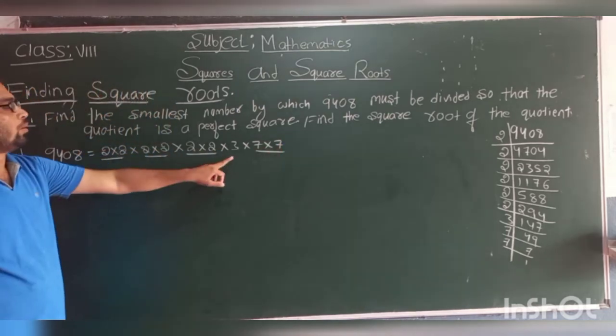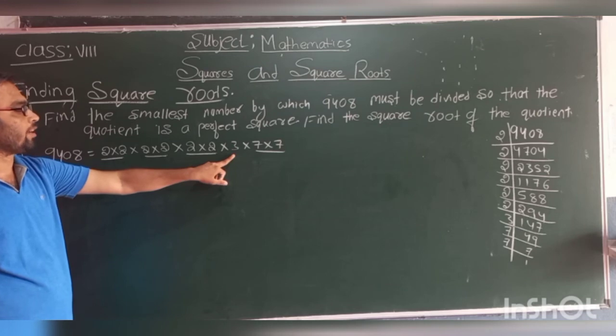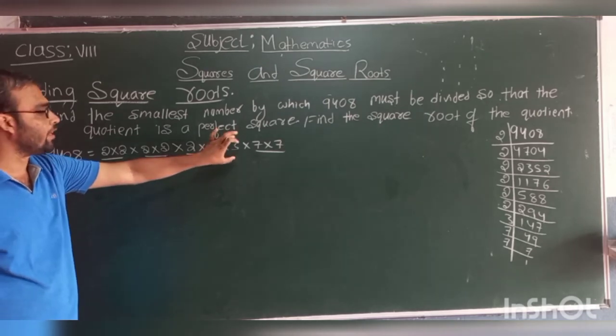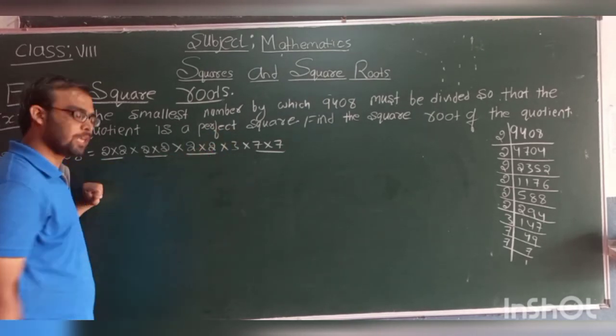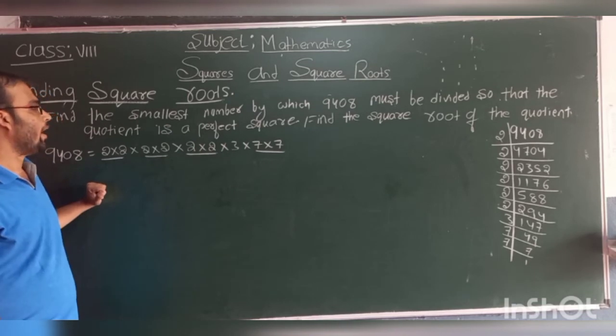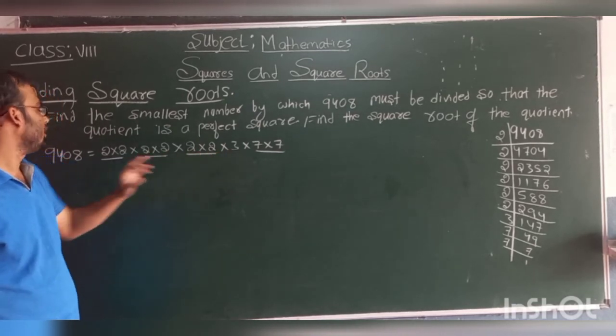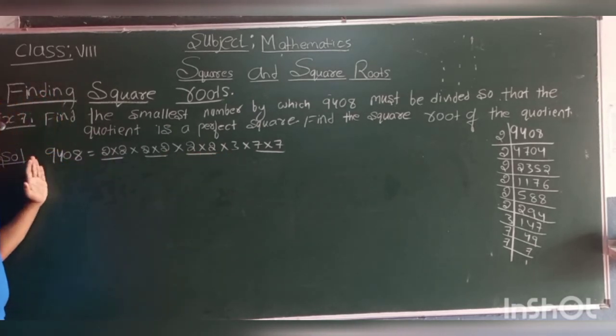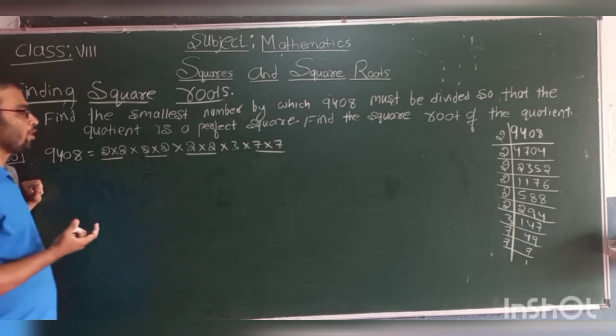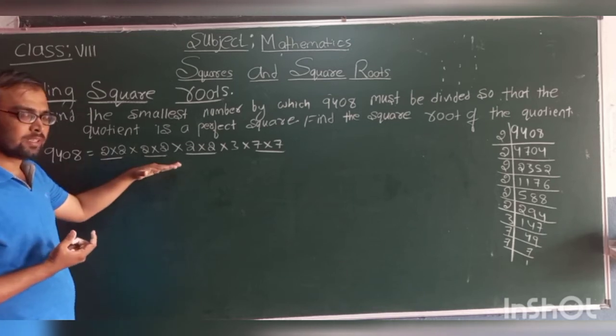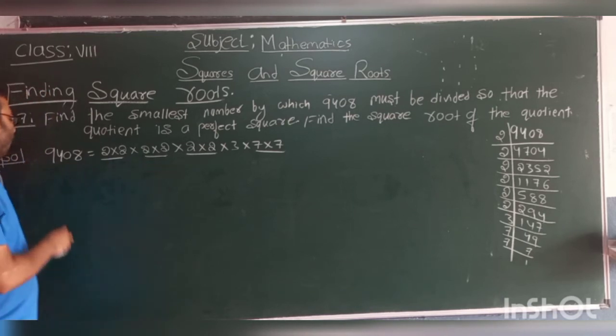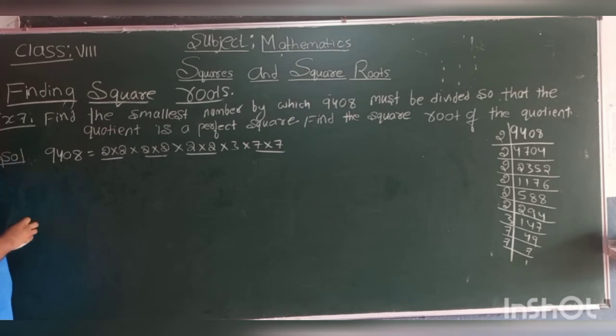Now look at this, students. Here 3 is not in a pair. If we remove 3, then all the factors will be in pairs. And if we want to remove 3, we need to divide the number by 3. Then the number which we get after dividing by 3 will be a perfect square, because its factors will be in pairs. So when we divide the number by 3, what are we getting?